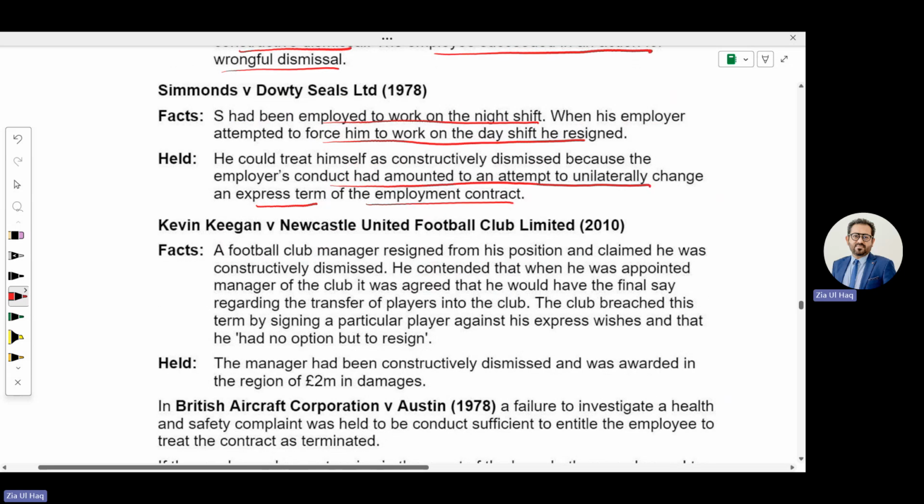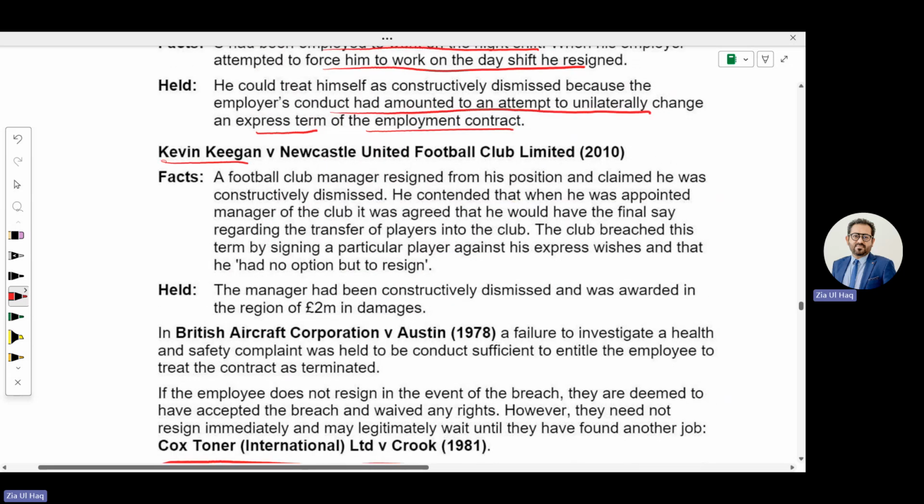And there's another case, Kevin Keegan versus Newcastle United Football Club Limited. A football club manager resigned from his position and claimed he was constructively dismissed. Because in his contract, it was written that all players must be appointed to the club with his permission. And they appointed a player without his permission. So he resigned because of the misconduct of the employer.